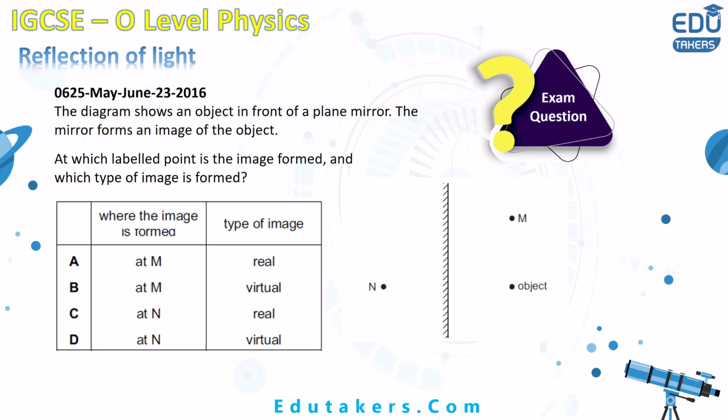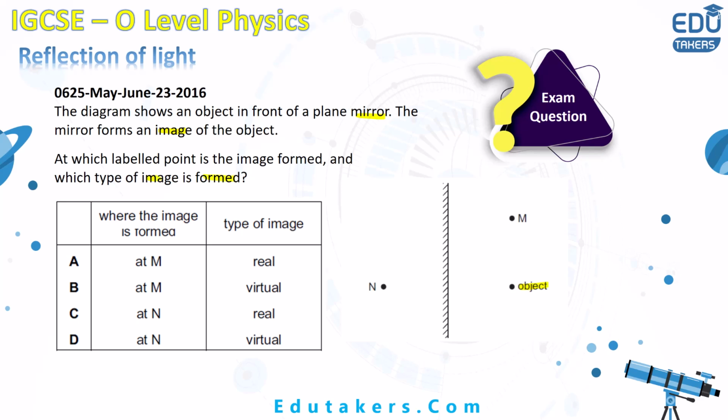Here is an exam question that appeared in May-June 2016. The diagram shows an object in front of the plane mirror. The mirror forms an image of the object. You can see in this diagram there is an object placed in front of the plane mirror and it forms the image. At which labeled point is the image formed and which type of image is formed?